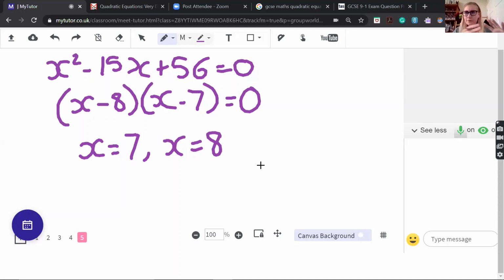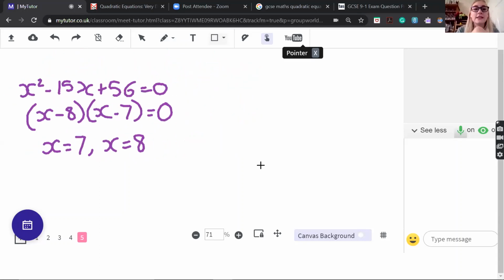So that's just a really quick how we did that. So 7 and 8 are the roots. If you put 7 in here, you get 0. If you put 8 in here, you get 0. And that's where it crosses the x-axis.